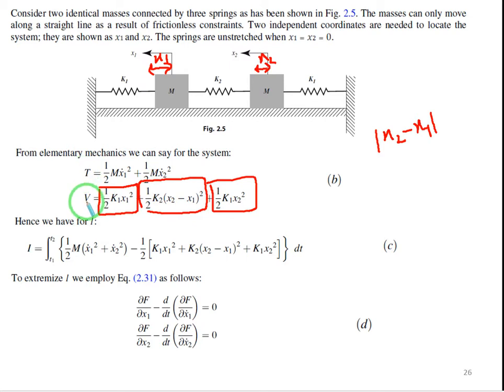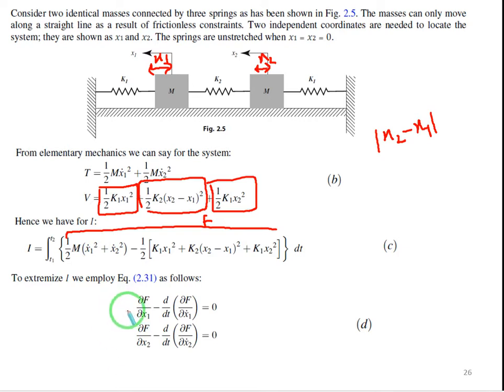The problem is now very easy. We only need to substitute T and V in the Hamilton principle, as we can see here. Now our function f is this function, and we can use the Hamilton principle to find our two unknowns x1 and x2. Because we have 2 degrees of freedom, we have 2 unknowns, and we must obtain 2 differential equations.